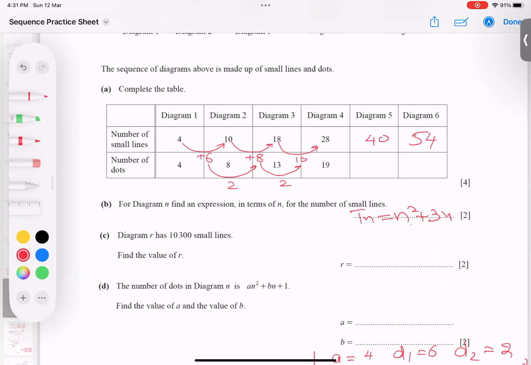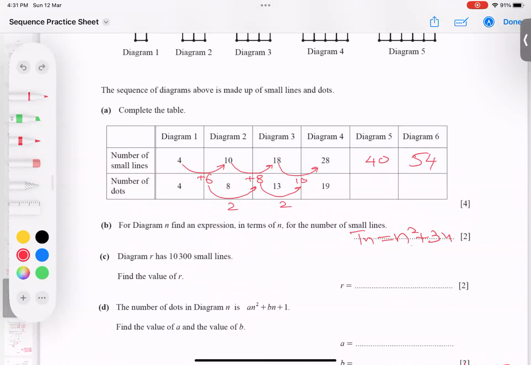Now, this is very interesting. I know some students don't know how to do this question. First of all, I will give you one example, then I will solve it, because my target is not just to finish the question. He's saying diagram number R has this many lines. Find R. I give you a small example.